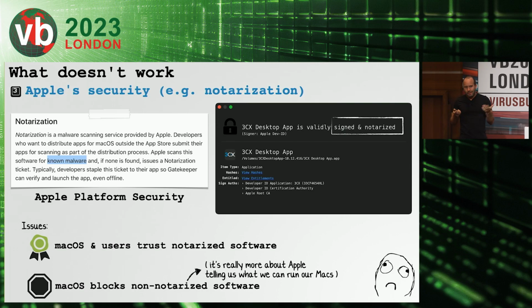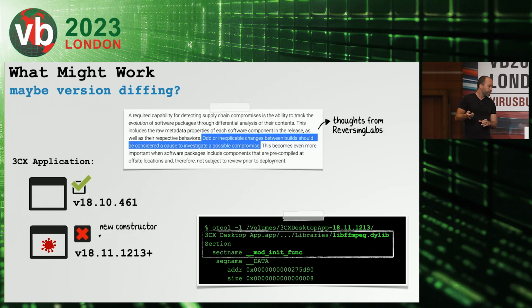Well, unfortunately, these things are a little more complicated, and notarization in this case failed to do what I would argue it was designed to do. And this is problematic because users trust notarized software more than normal software. So when Apple gives their stamp of approval to something that has been trojanized by the North Koreans, that's extra problematic.